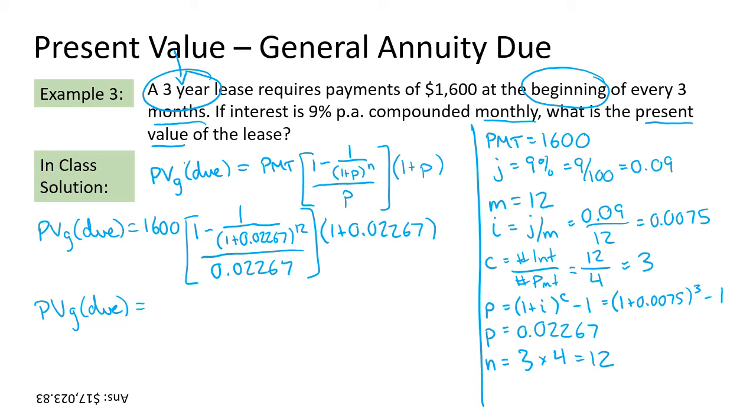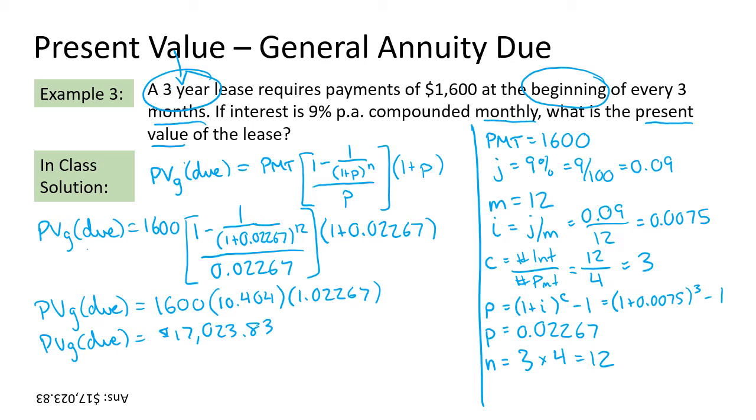Again, doing this in steps, doing the brackets, we should get 1,600 multiplied by, everything in these brackets comes to 10.404. Again, I rounded there to 3 decimal places, multiplied by 1.02267. So multiplying these 3 numbers together, we get a present value of $17,523.83.